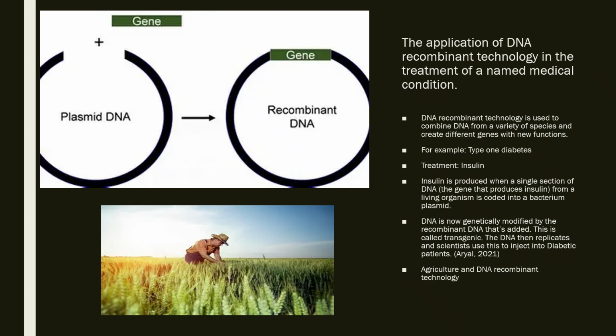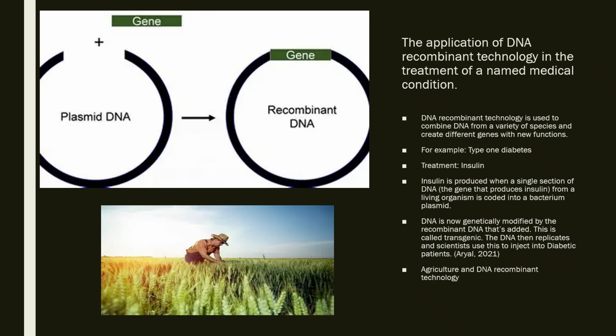Insulin is produced when a single section of DNA from a human, mainly the gene that produces insulin, is coded into a bacteria plasmid. This is called a vector and delivers the new coded DNA to a cell. This replicates the insulin the pancreas must create, and scientists use this to inject into a diabetic patient.